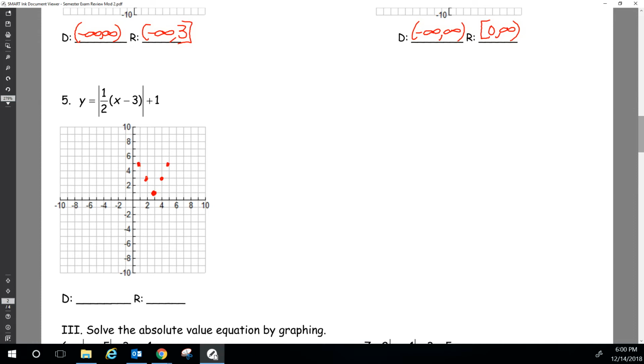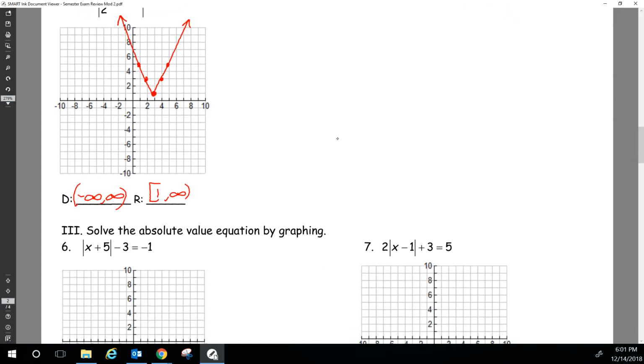And as I said, when you get to these guys, feel free to graph them on your calculator. It's not this hard on your test, but don't tell me I said that. All right, so negative infinity to positive infinity for the domain. Your range starts at 1 and goes to positive infinity.